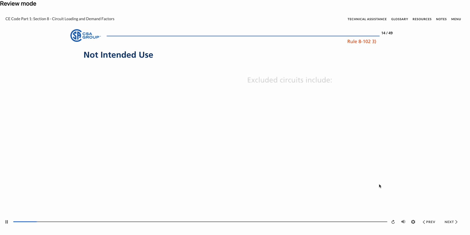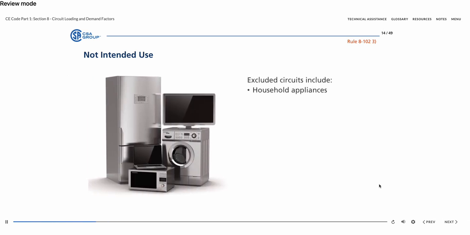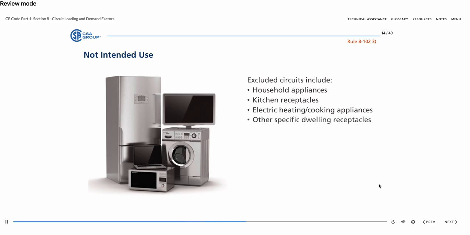As listed in Appendix B, excluded circuits include household appliances, for example, refrigerators, washing machines, kitchen receptacles, electric heating and cooking appliances, other specific receptacles installed in dwellings, such as those dedicated for medical devices. The maximum distances for these circuits should be calculated in accordance with 8-102.1 and Table D3.